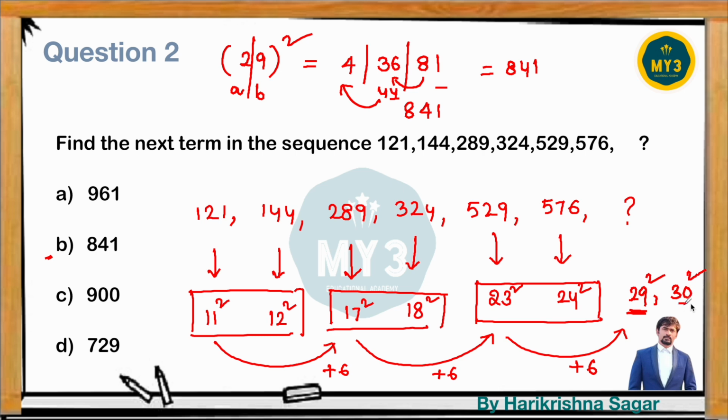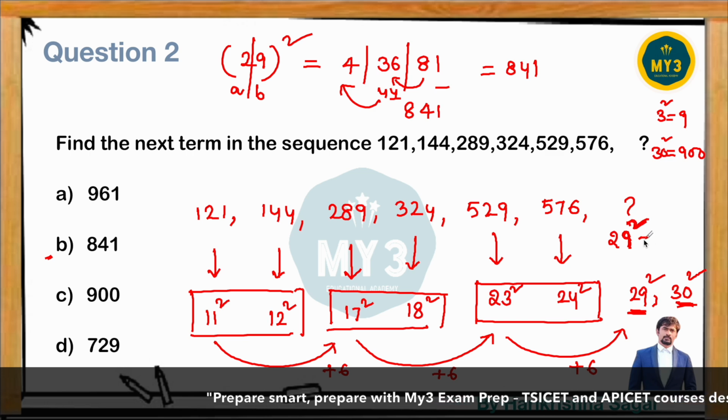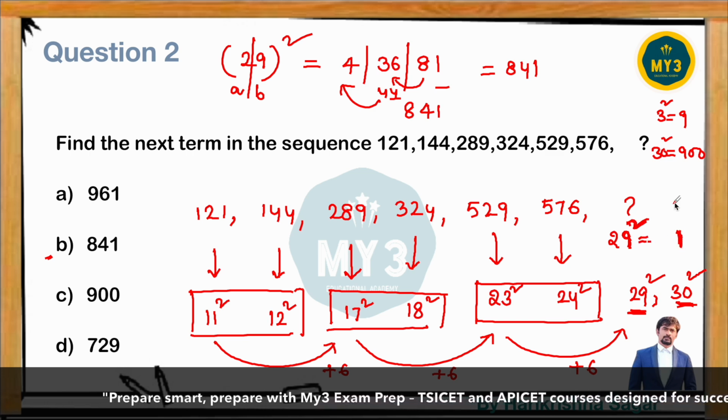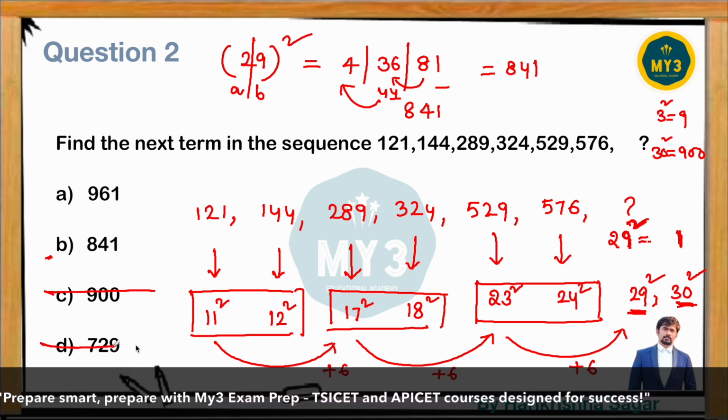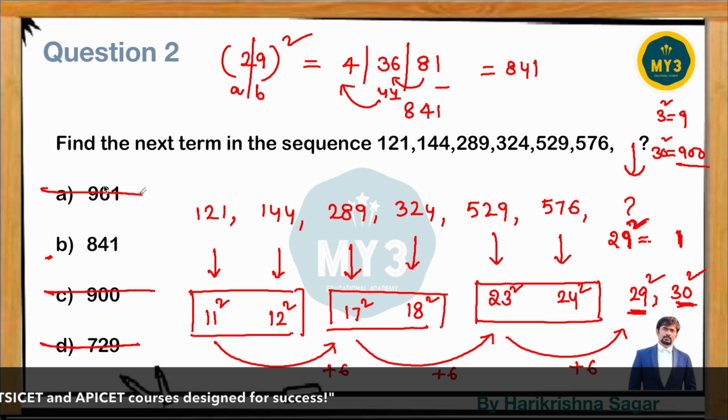Or otherwise, you look at what is 3 square value? 3 square is 9. What is 30 square value? Which is equal to 900. So if 30 square is 900, 29 square will be what? It is definitely less than 900. And what is 29 square last digit? 29 square. 9 square will end up with what? 9 square will be ending with 1. So answer must be ending with 1. You can eliminate these options. And one more thing, 29 square should be less than 900. It cannot be more than 900.